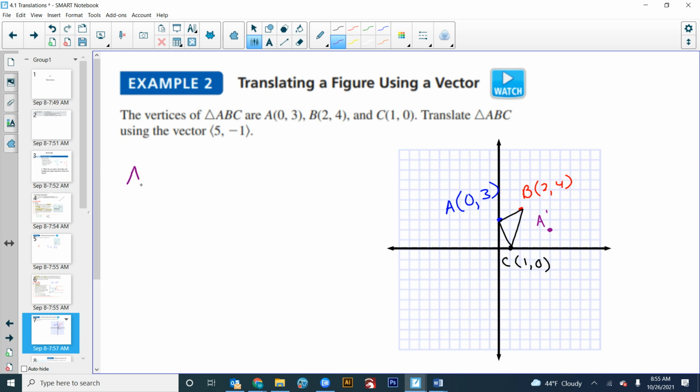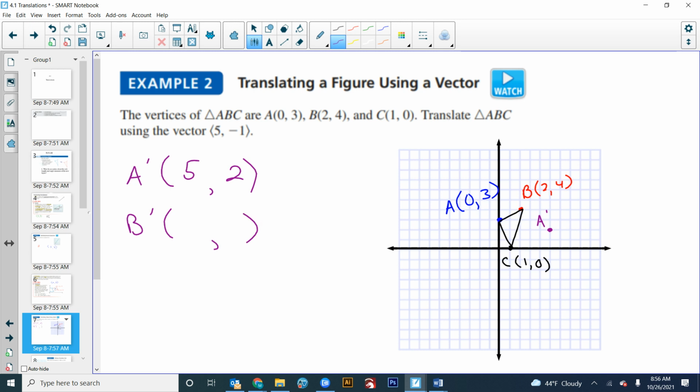So A prime is at, what's its point? Careful. 5, 2. Don't just count. Yeah, I could go over 1, 2, 3, 4, 5, and up 2. Yeah, I know that. But use what A was. A was 0, 3. It moved right 5. Now it's at 5. Moved down 1. Now it's at 2.